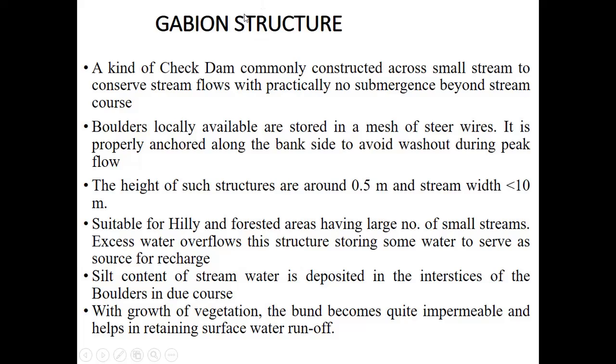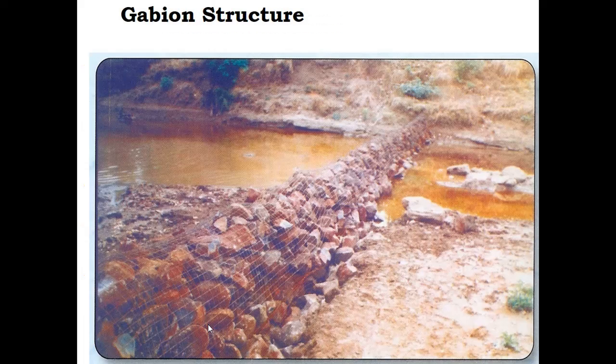This type of structure is highly suitable for hilly regions and forested areas having a large number of small streams. Excess water overflows this structure, storing some water to serve as a source of recharge. Silt content of the stream is deposited in the interstices of the boulders in due course. With growth of vegetation, the bund becomes quite impermeable by this silt deposition and helps in retaining the surface water runoff. So this is a gabion structure. Boulders are kept inside a steel mesh and constructed across small streams.